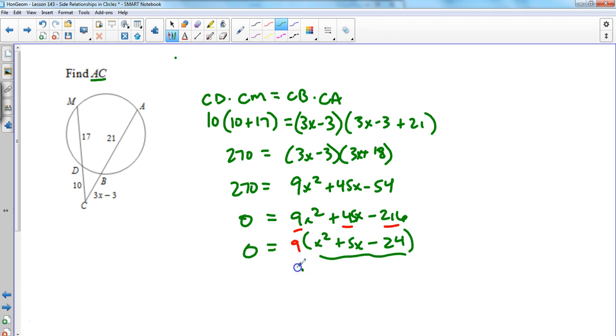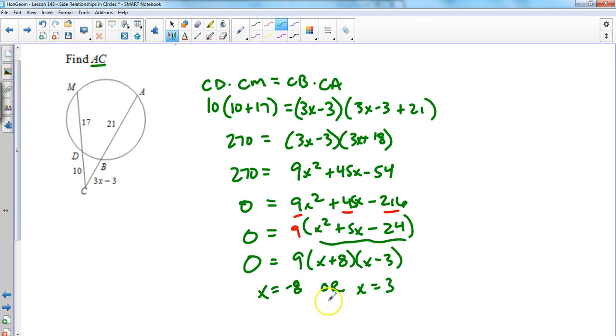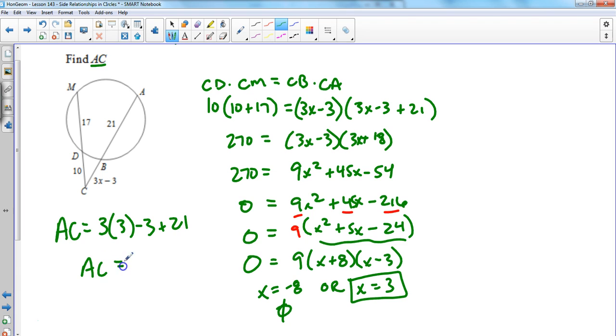Factor this in here, and you'll get 9 times x plus 8, x minus 3. So we know zero product property tells us that x is going to be equal to negative 8, or x equals 3. Plug in a negative 8, and you would get a negative value for the length of that particular side. So this one is no solution. That one doesn't work. X equals 3 is your only solution. And AC ends up being 3 times 3 minus 3 plus 21. AC ends up being 27.